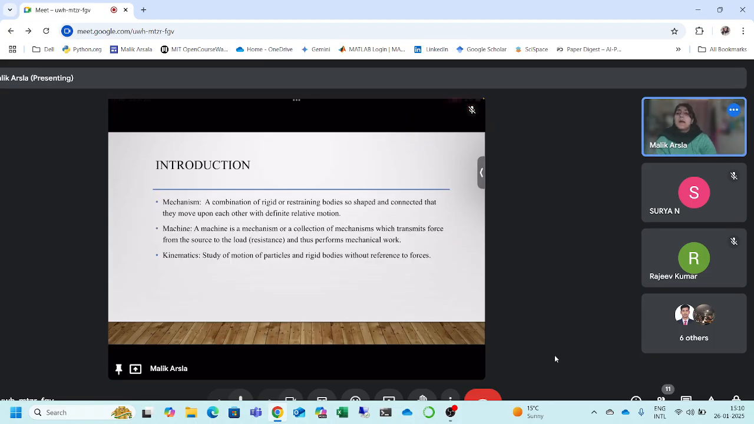So basically, a mechanism is a combination of rigid bodies which are connected in such a manner that when they move, they have a relative motion in between. Any combination of two or more rigid links which are connected in such a manner that there is a relative motion at any time between the links. So that is what we mean by a mechanism.